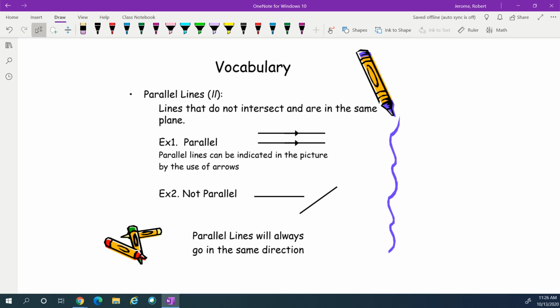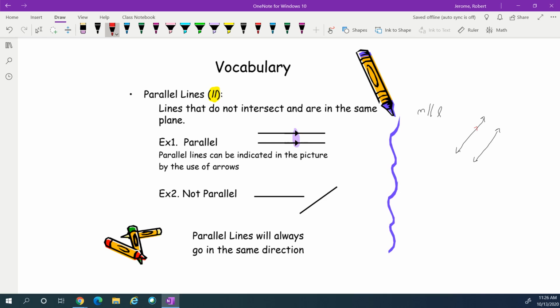Parallel lines, simply lines that do not intersect and are in the same plane. Now, there's a symbol for parallel. So we have to be very comfortable with that symbol. When we say something like M is parallel to L, that means that we have two lines that are parallel to each other. And the way we show that they're parallel in the picture is we put this extra set of arrows on them. All right, so that's there to indicate parallel.